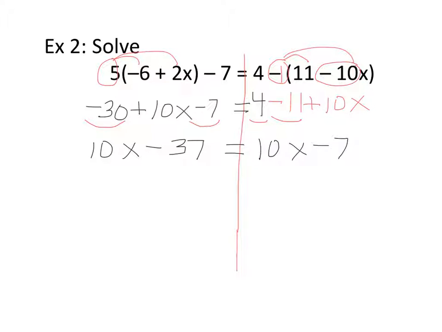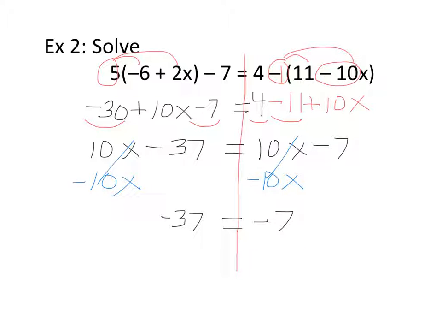So let's move all the terms with variables onto one side. So on both sides here, I actually have a positive 10x. And to undo a positive 10x, we'll use a negative 10x. Now, what's really interesting here is that that causes us to have 0 x's on either side. On the left-hand side, I get negative 37. On the right-hand side, I get negative 7.